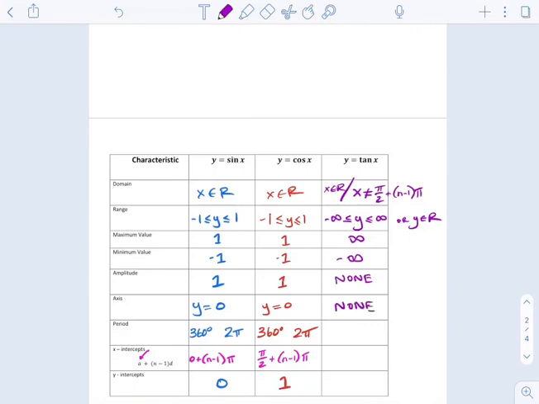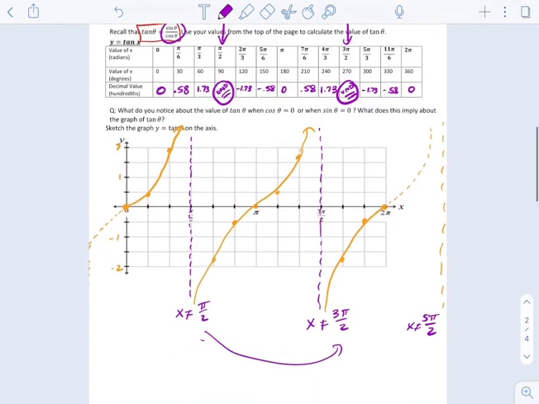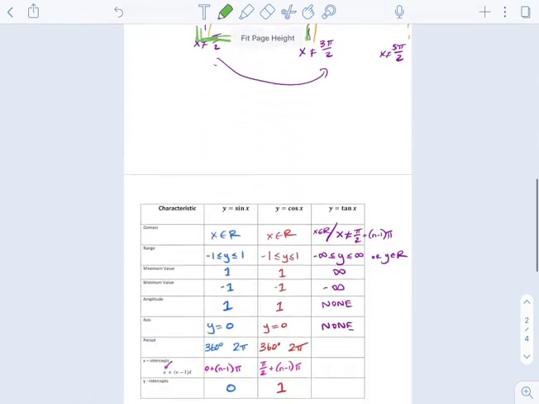The period of this function. Now you might say it looks like it's 360, but for one cycle, how long does it take to complete one cycle? Well, I see one full cycle in here. That is from pi over 2 to 3 pi over 2. Well, that's just pi apart. So 180 degrees, or pi.